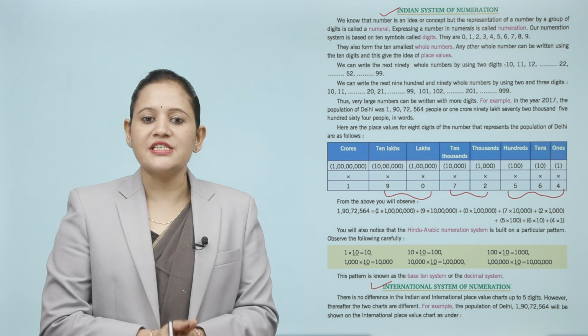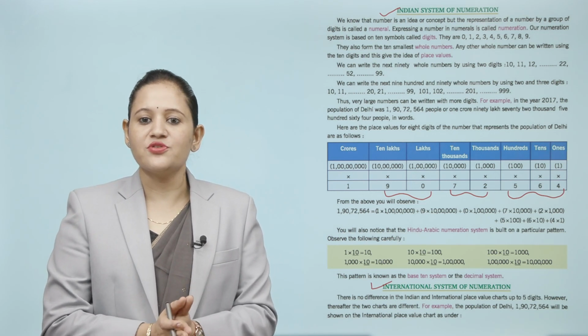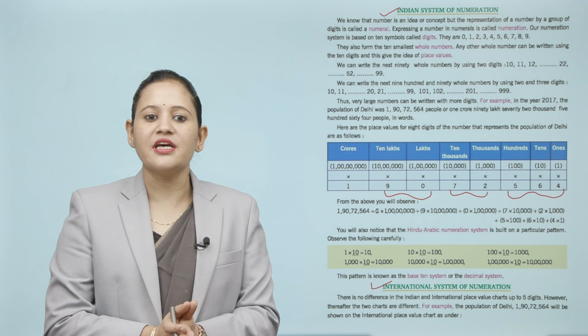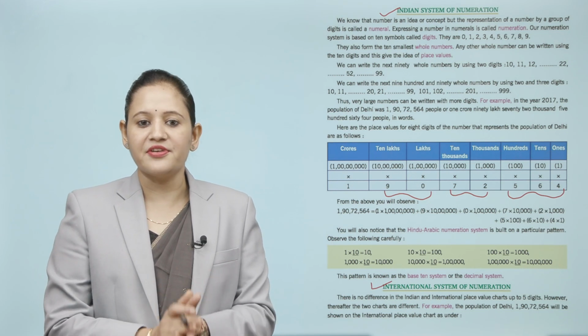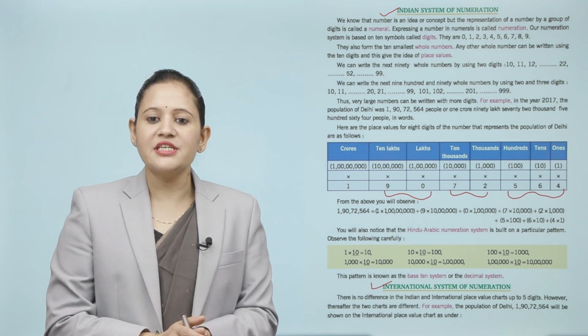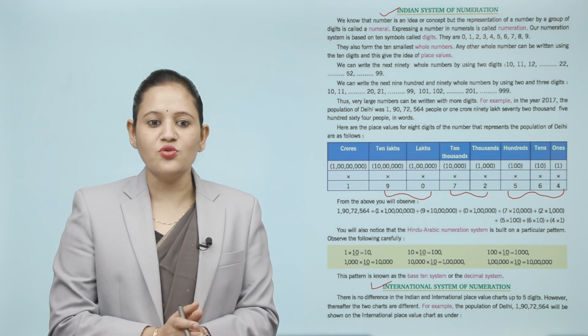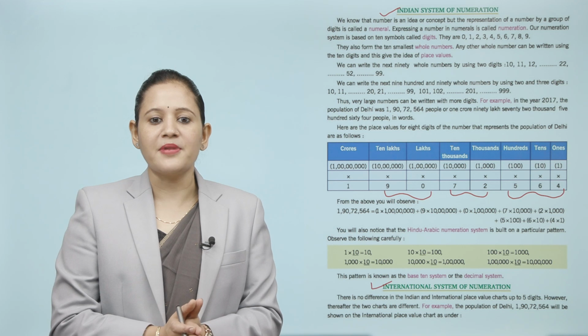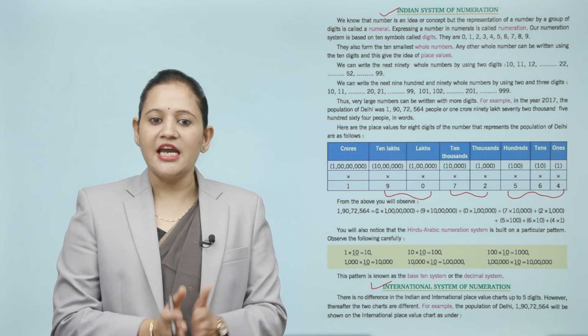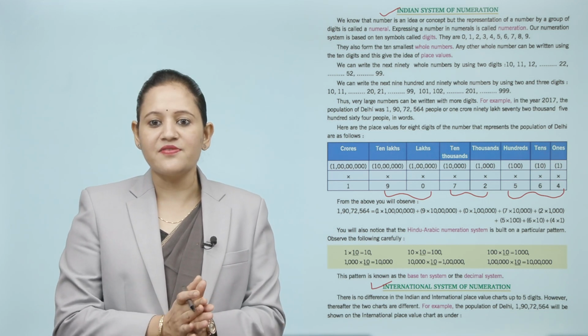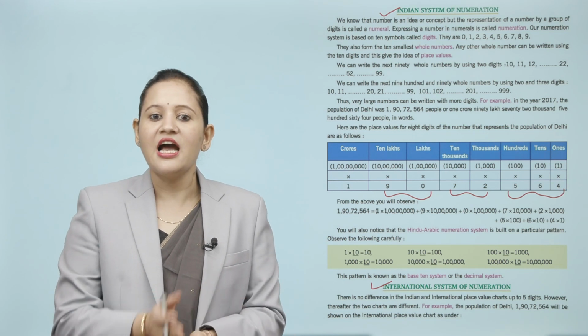There is no difference in the Indian and international place value charts up to 5 digits. However, thereafter the two charts are different. For example, the population of Delhi, 1,90,72,562, will be shown on the international place value chart as under. इंटरनेशनल एंड इंडियन सिस्टम में प्लेस वैल्यू में 5 डिजिट तक कोई डिफरेंस नहीं है. आफ्टर दैट वो चेंज हो जाता है. कैसे?